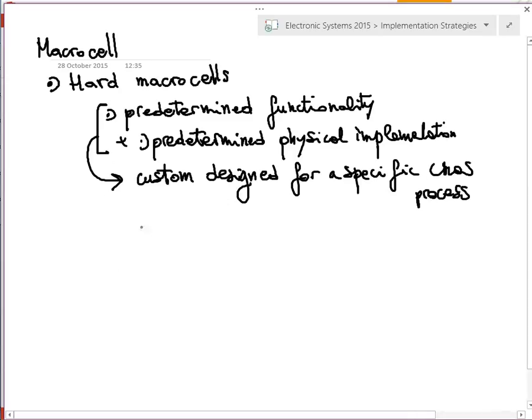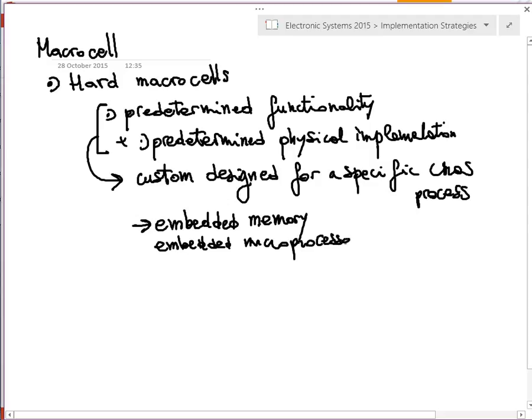So this is typically used for embedded memory and for embedded microprocessors. For example, if I have to put some memory or microprocessor on the chip for a SIM card, of course, I would buy a hard macro cell.